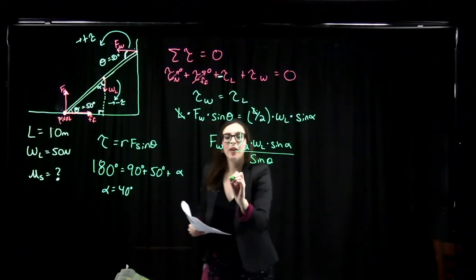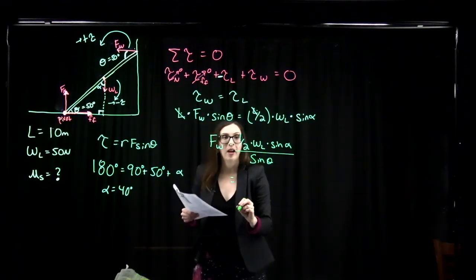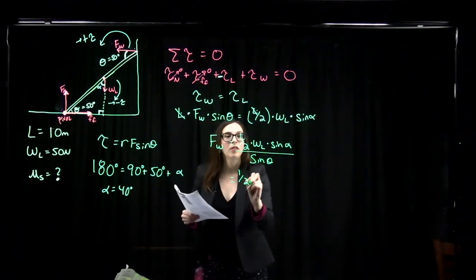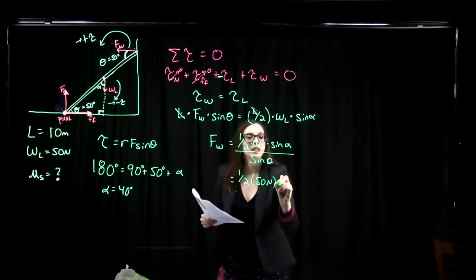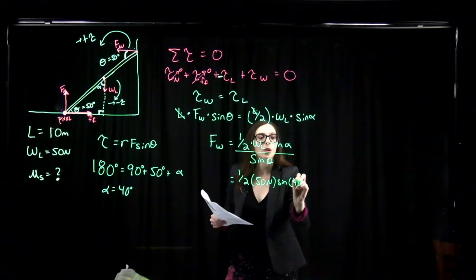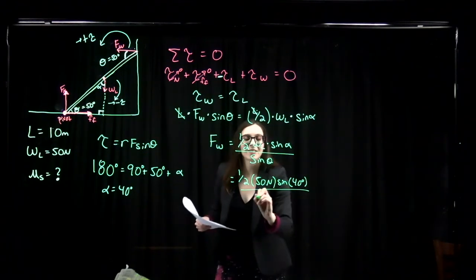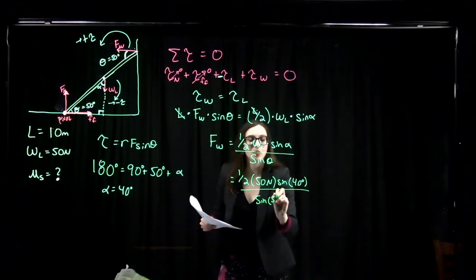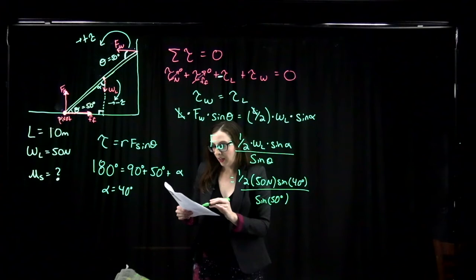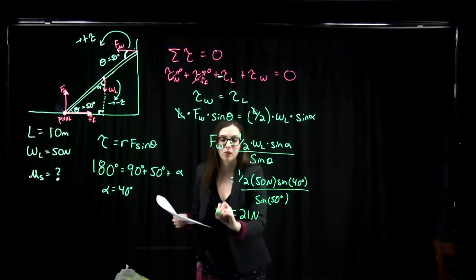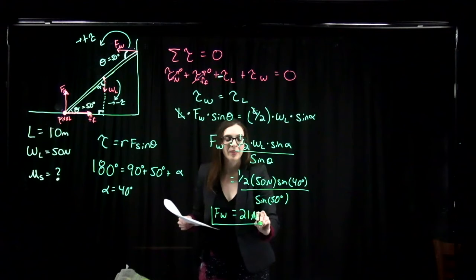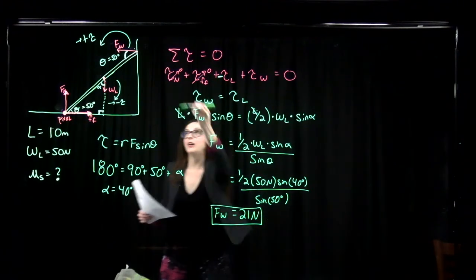If I go ahead and plug this in, I've got 1/2 times the weight of my ladder, which was 50 newtons, times sine of my angle alpha, which was 40 degrees, divided by sine of my angle theta, which was 50 degrees. And that gives us 21 newtons. That's the force that our wall is exerting on the ladder in this direction.